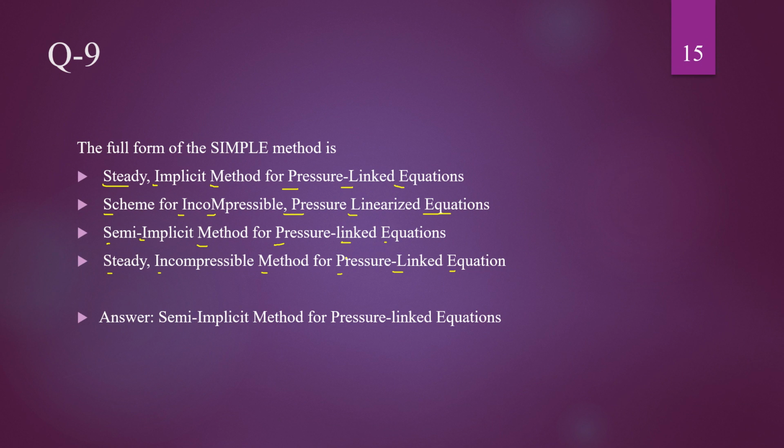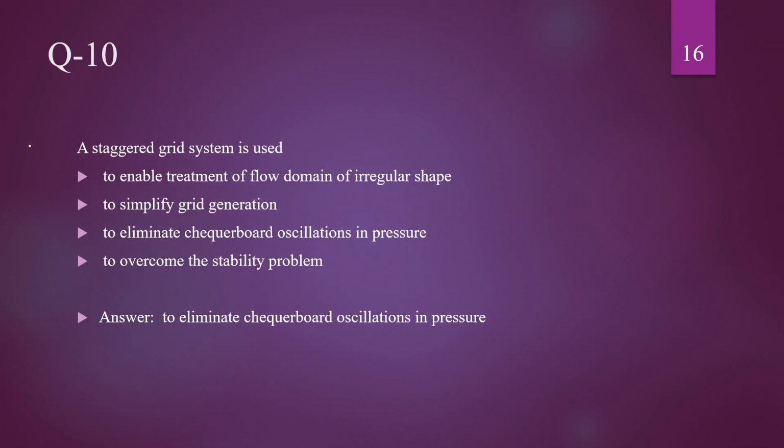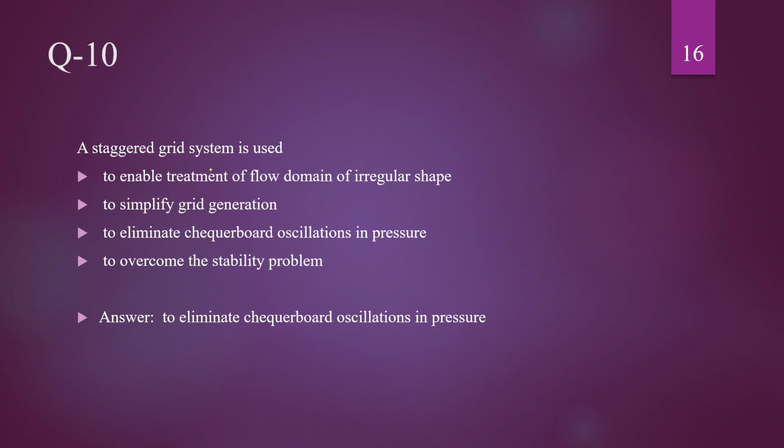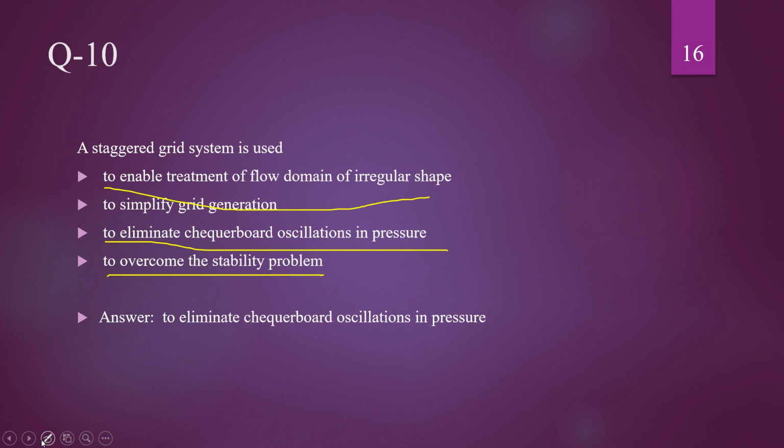So we'll move on to question 10. In question 10 it is asked: a staggered grid system is used to enable treatment of flow domains of irregular shape, to simplify grid generation, to eliminate checkerboard oscillations in pressure, or to overcome the stability problem.